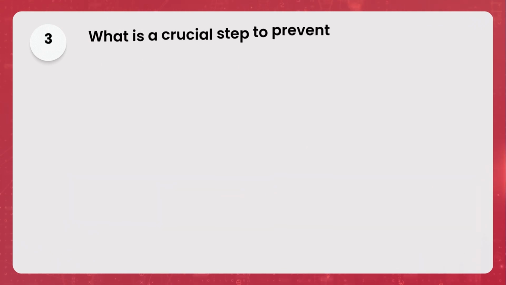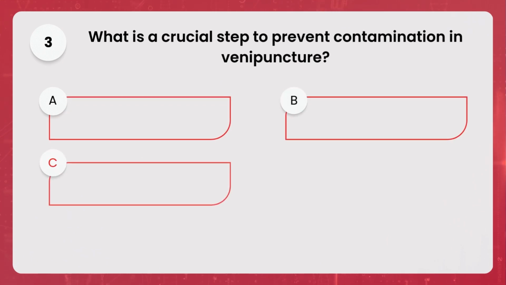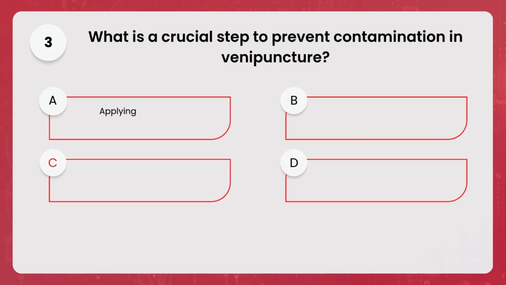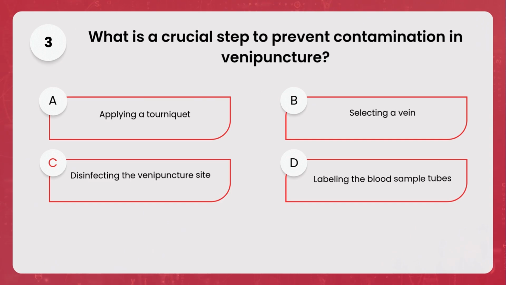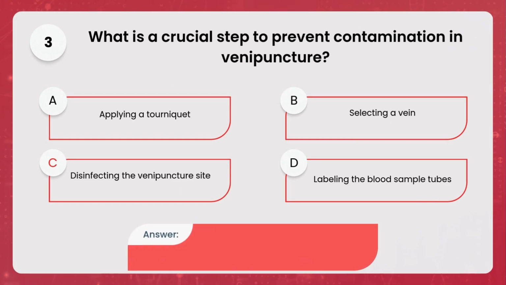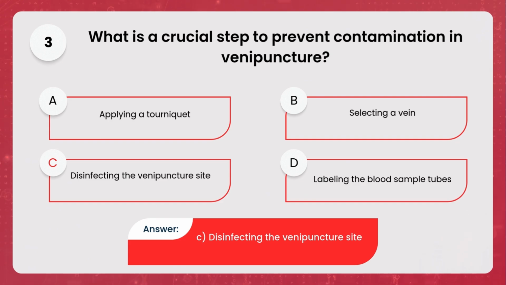Number 3. What is a crucial step to prevent contamination in venipuncture? A. Applying a tourniquet. B. Selecting a vein. C. Disinfecting the venipuncture site. Or D. Labeling the blood sample tubes. The answer is C. Disinfecting the venipuncture site.